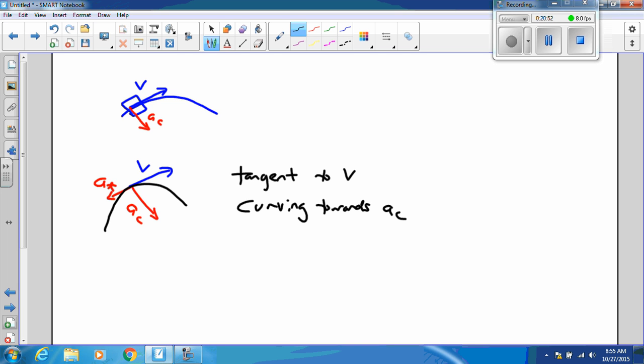And now I can assess whether the object is speeding up or slowing down by taking a look at the direction of the tangential acceleration. Notice that it is pointing opposite to the velocity vector. That means that something is pushing this the opposite of the way that it's already going. So what's it doing? It's slowing down. So this object is slowing down because AT is opposite the velocity.